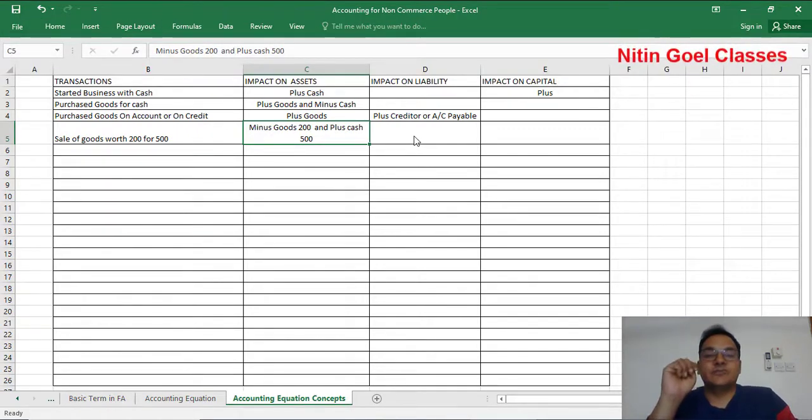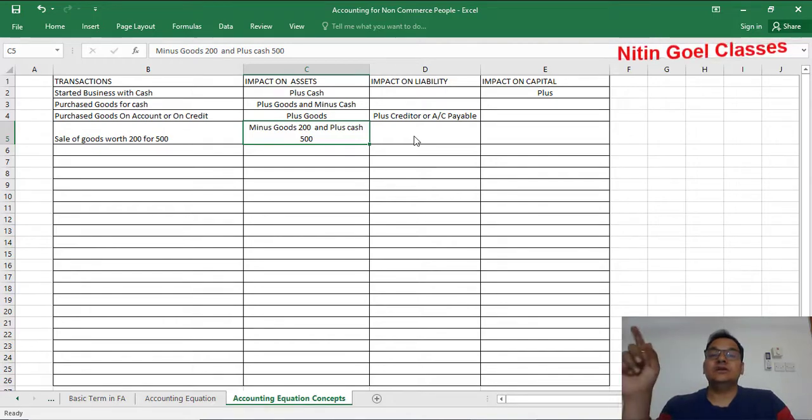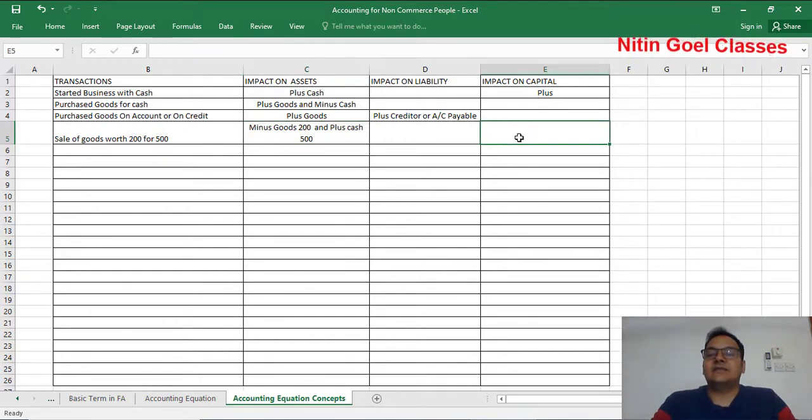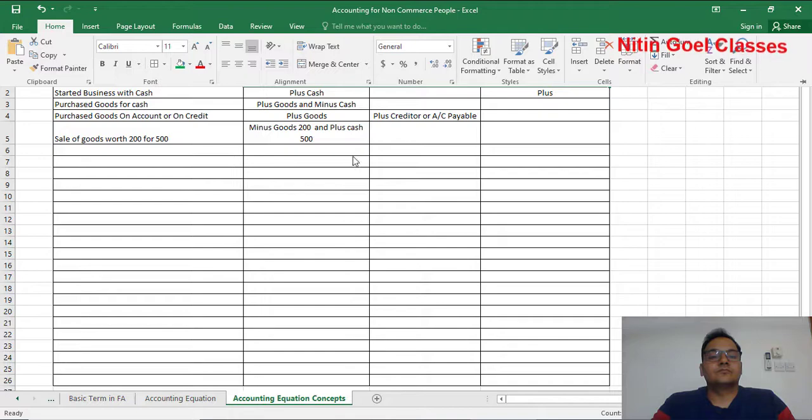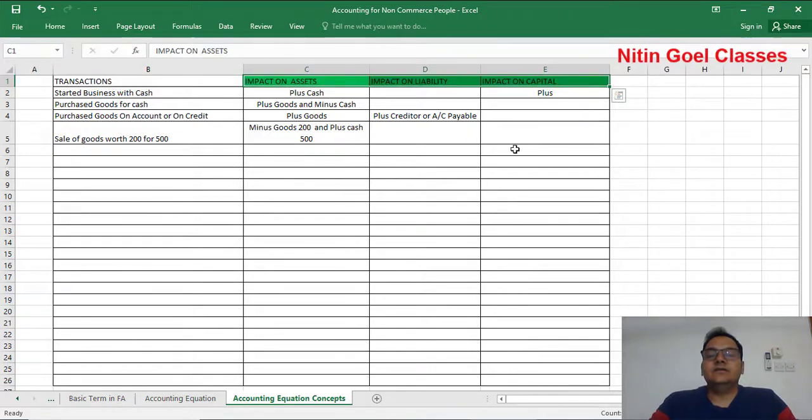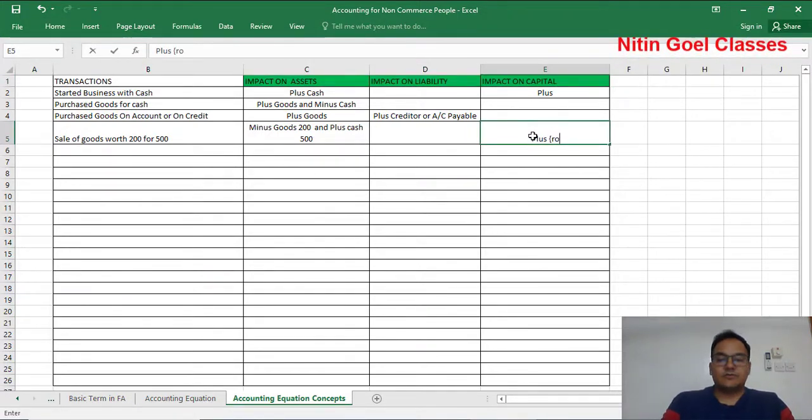But there is a profit which is involved. Profit is of 300, and profit belongs to whom? Is profit a liability or asset? In the previous lecture we discussed profit is a liability of the company, and the profit goes to the capital, to the owner. So in the owner's equity there will be plus profit 300, because this 300 profit belongs to our capital.